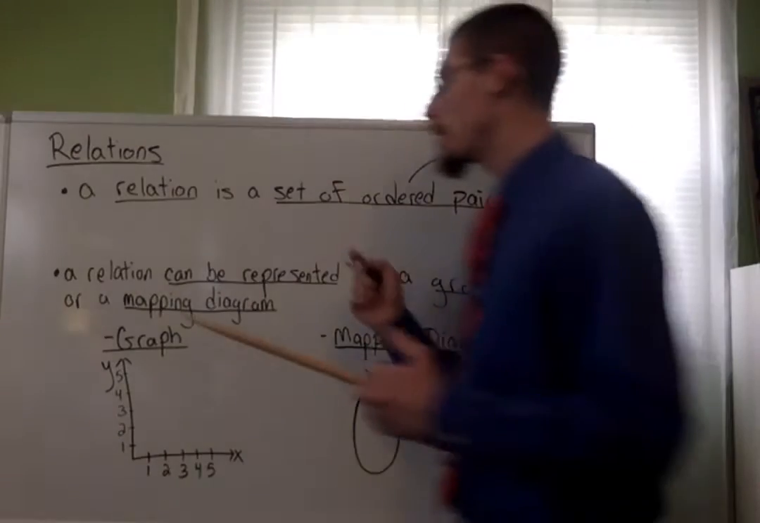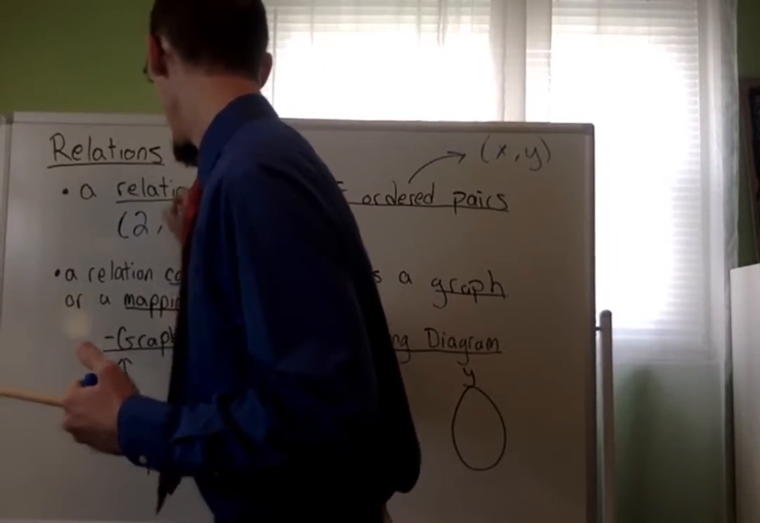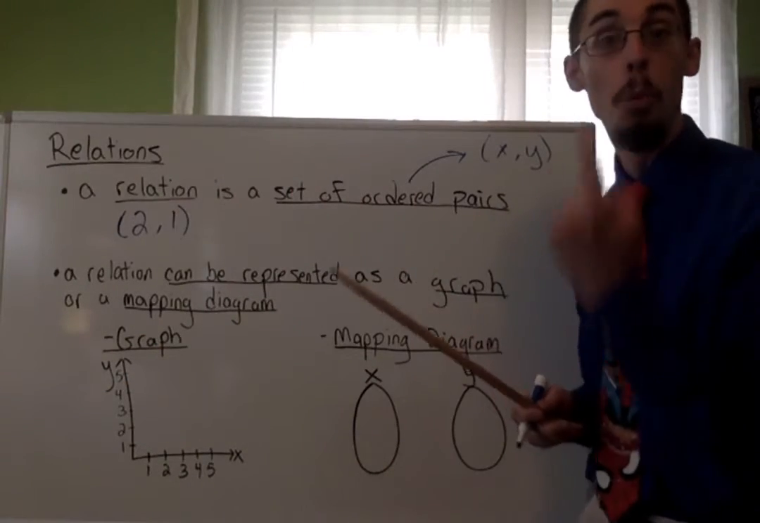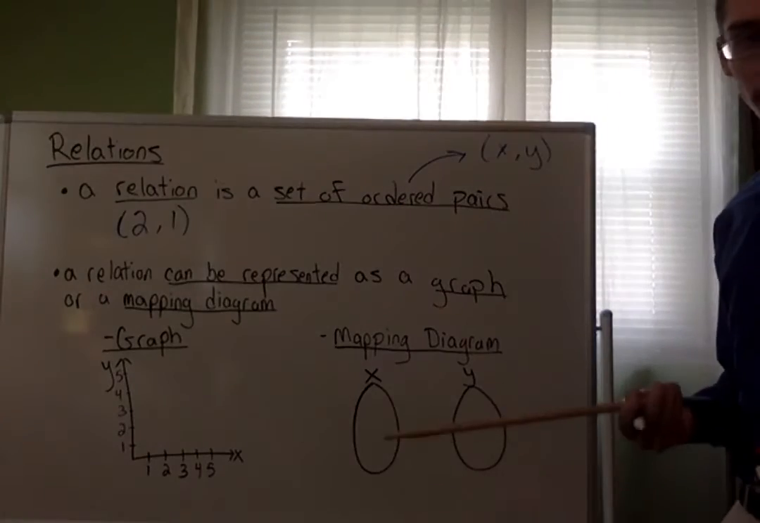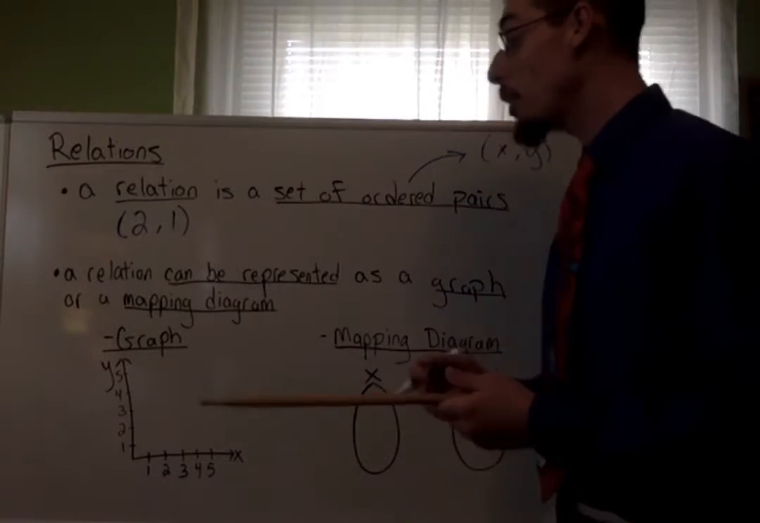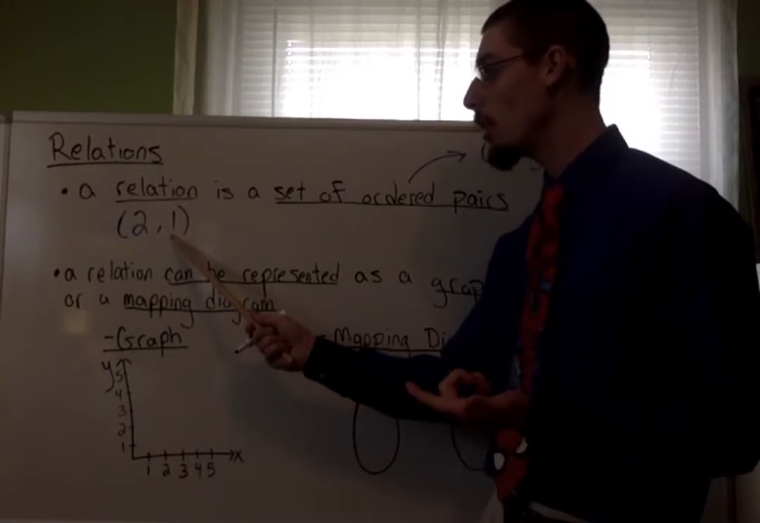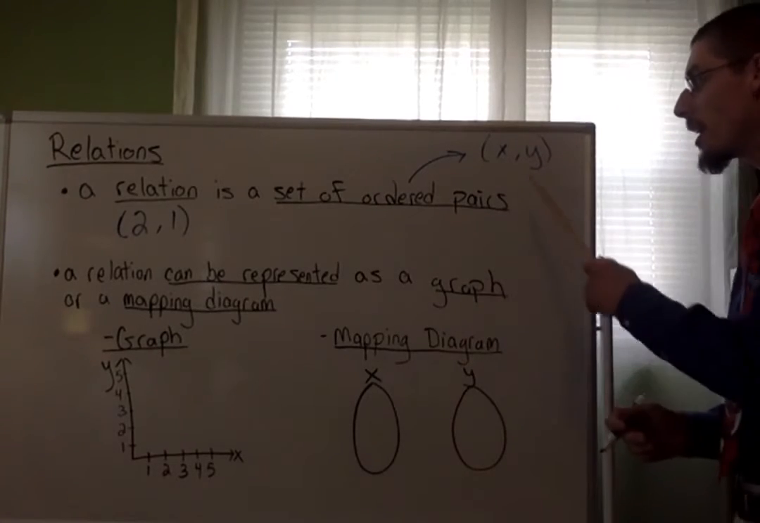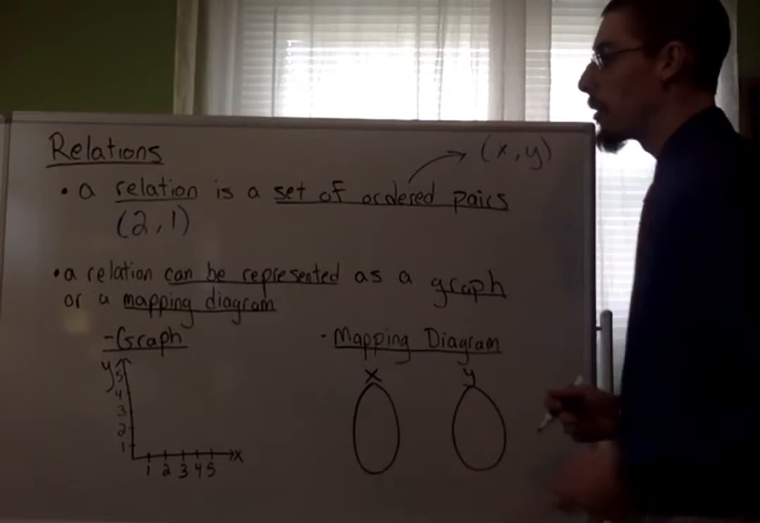So what could that look like? Well, (2, 1). There's a relation. It's just one ordered pair, but that's technically a relation. Basically, what are we saying here? 2 is related to 1. That's what it means, right? X is 2, Y is 1.